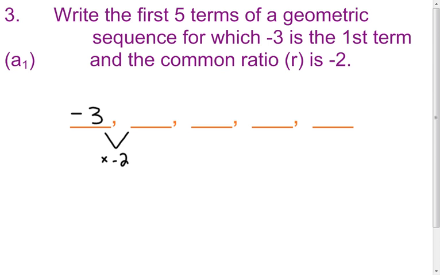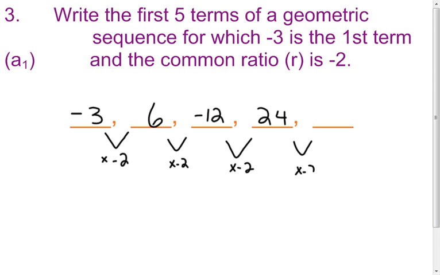Okay, so -3 times -2 we know is +6. If I multiply by -2, I get -12. If I multiply that by -2, I get +24. If I multiply that by -2, I get -48. So those are the first 5 terms on that list. Pretty basic, but that's what they are.